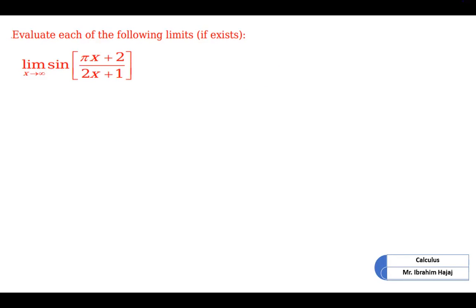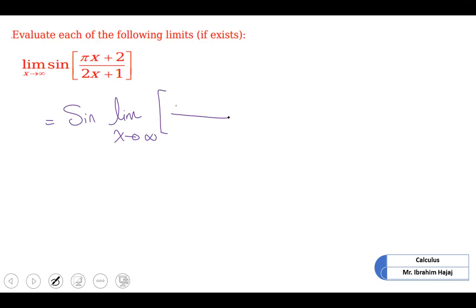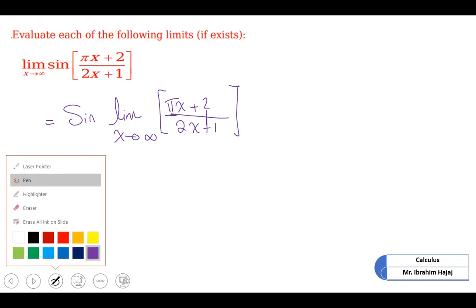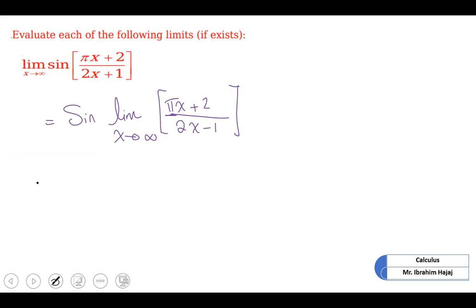Next question, evaluate each of the following limits if they exist. The limit as x approaches infinity of sine of (pi x plus 2) over (2x plus 1). First of all, we have a property of limits that we can write the limit of a sine function as sine of the limit. So sine, and then the limit as x approaches infinity of this function, which is pi x plus 2, all over 2x plus 1.